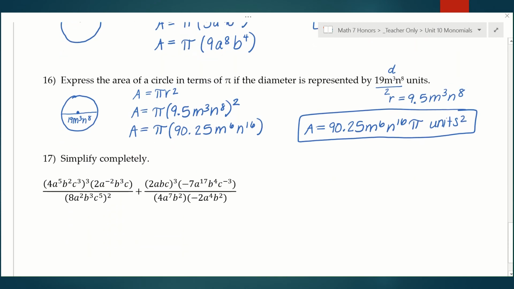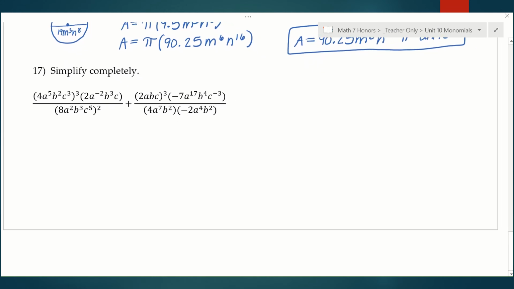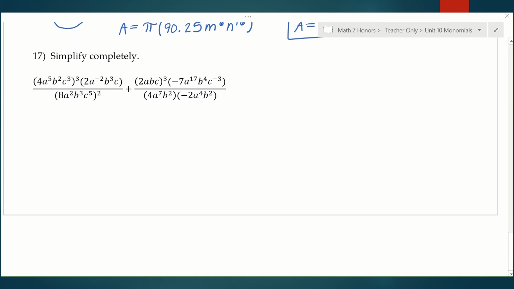All right, guys. So because you've officially learned all of the operations of monomials, we are now going to put them together in a single problem. So make sure you have room. We're going to take this step by step. Okay. So again, it looks complicated, but if you take it step by step and you follow your order of operations, it's actually kind of fun. Okay. I know you think I'm crazy, but this can be fun.